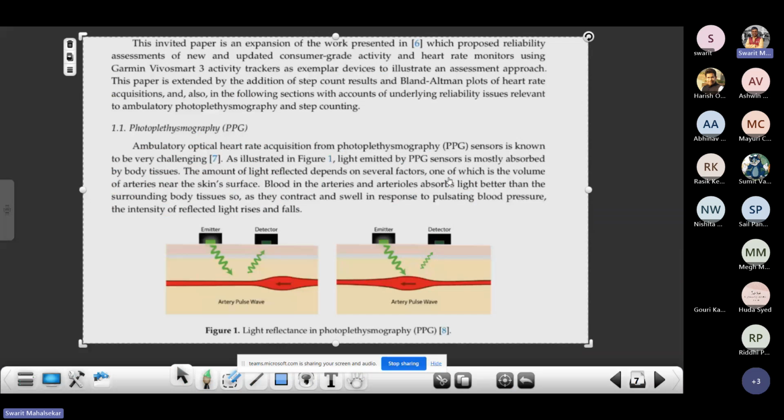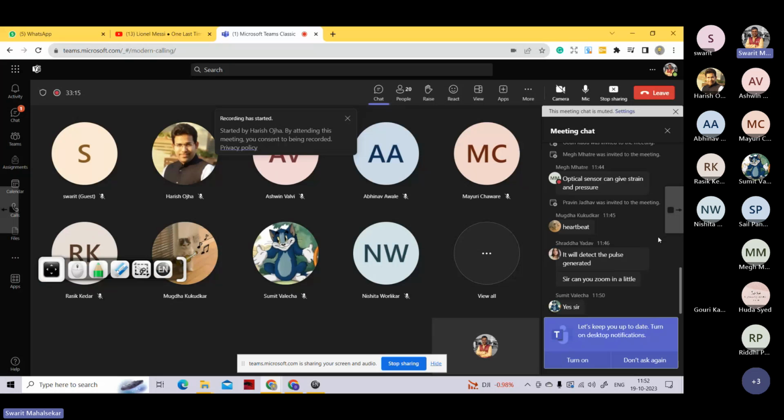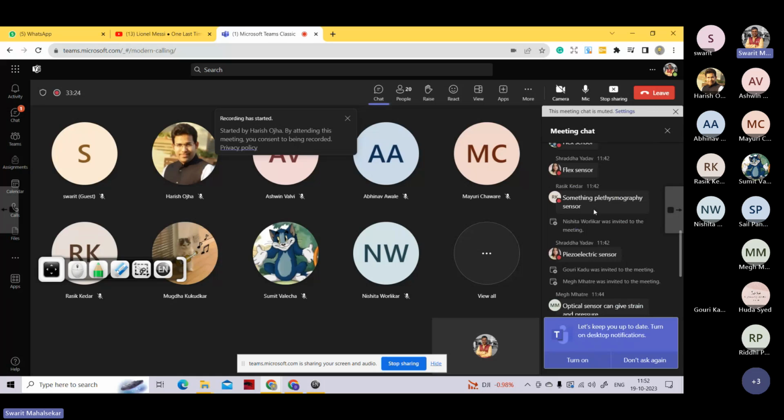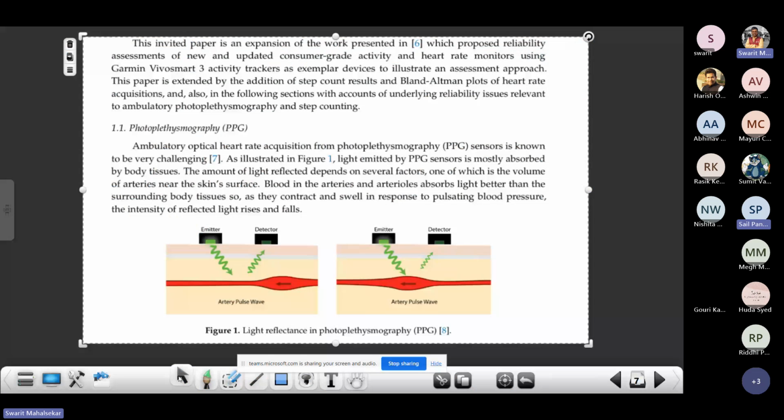Okay, now I'll again read this particular paragraph for you all, and someone has mentioned in the chat section, that is PPG sensor. Yeah, this guy, Rasik Kedar, he has mentioned that the sensor which we are going to use, that is PPG, photoplethysmography sensor, is known to be very challenging. So what I'll do, I'll just read this particular paragraph as well, and we'll try to take certain points from this particular passage as well.